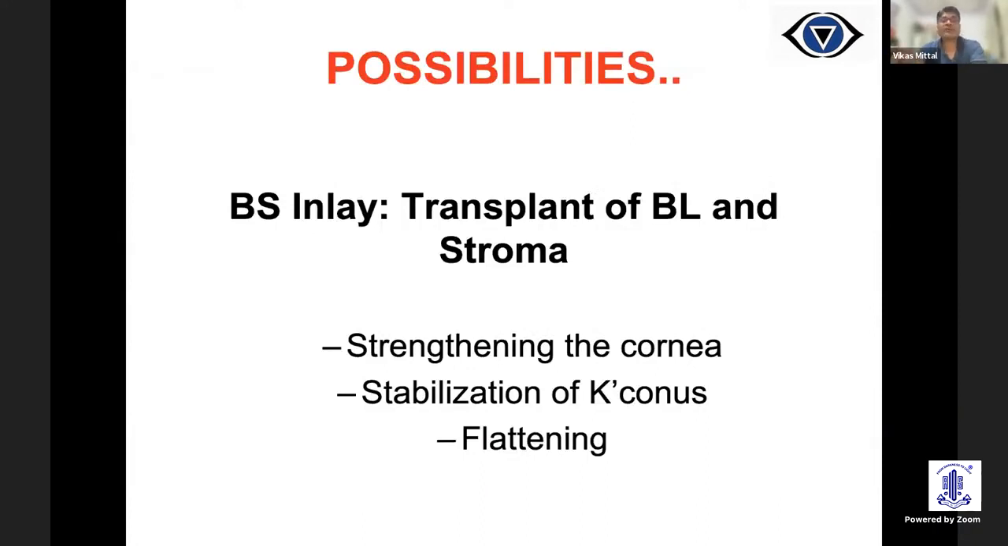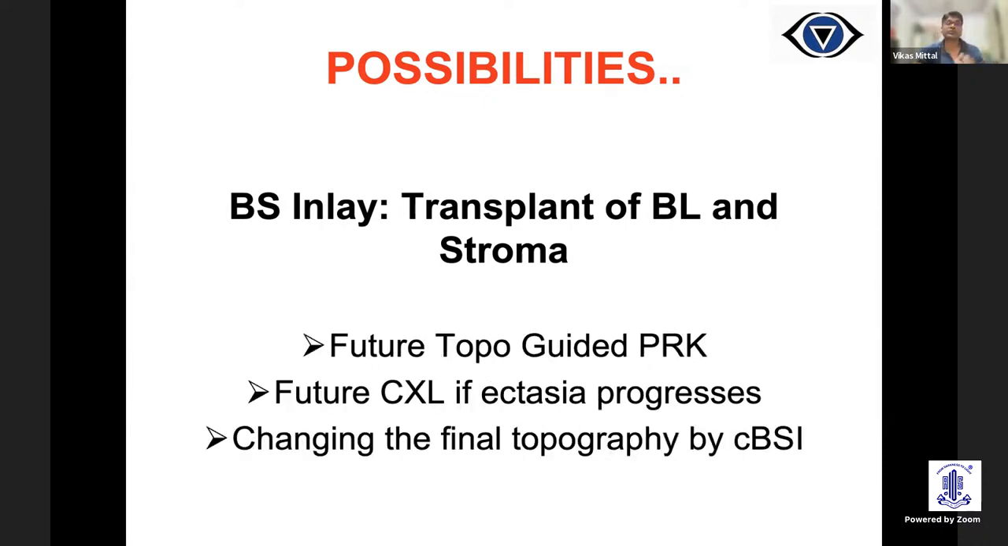Overall, when we do any additive procedure, it can strengthen the cornea. Stabilization of keratoconus is quite consistent in all the records, all the literature, and what we have found. In a few cases, flattening has been reported as well. Suppose you have a thicker cornea now; for visual rehabilitation, you can always do a future topo-guided PRK. In case the ectasia still progresses, you can always do a cross-linking, and this time it will be on a thicker cornea. It will be much safer for the endothelium, and you can change the final topography by changing the shape of the inlay that you transplant.